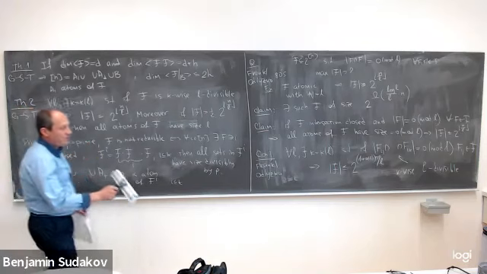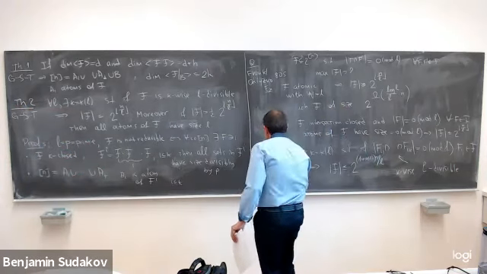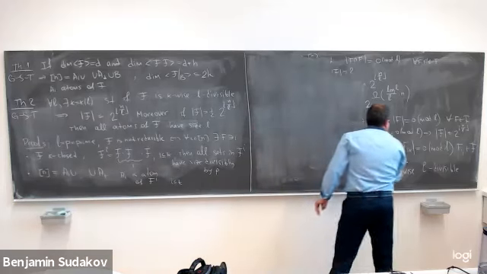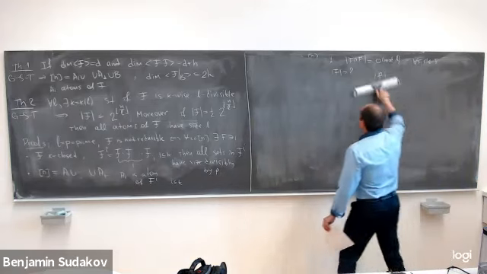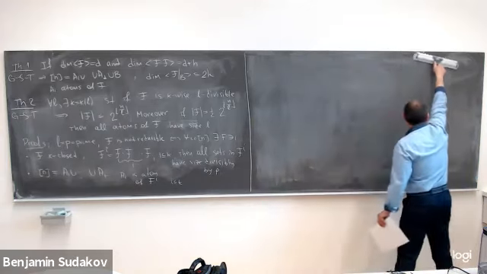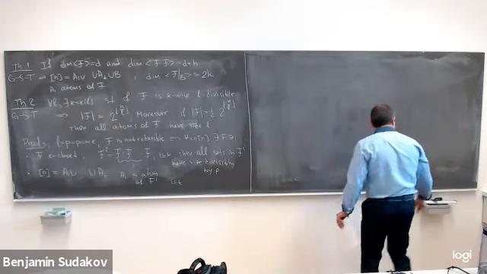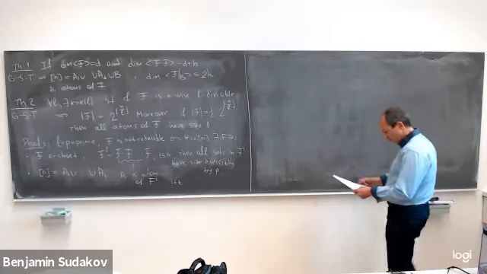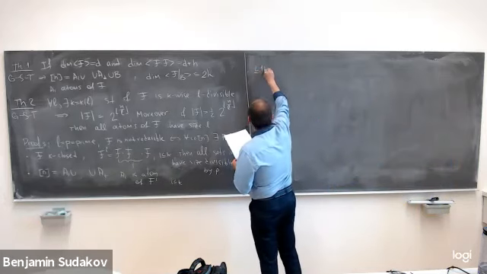Okay, before we proceed, I need two simple lemmas. The first lemma is a slight extension of this fact that a self-orthogonal space can have dimension at most n over 2. So here's the lemma. This is lemma 1.